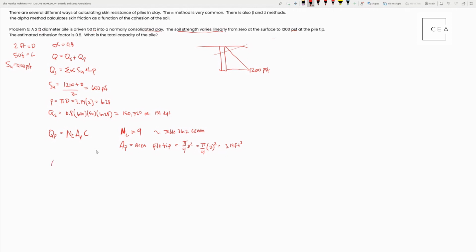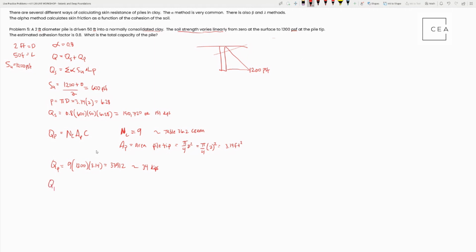All right, so now we can solve for QP, and that equals NC, which was 9, times AP, which was 1200, and C, which was 3.14. So I get an answer here of 33912, or approximately 34 kips. Now, I'm putting approximate numbers here, but you probably would keep it in that on the real exam.